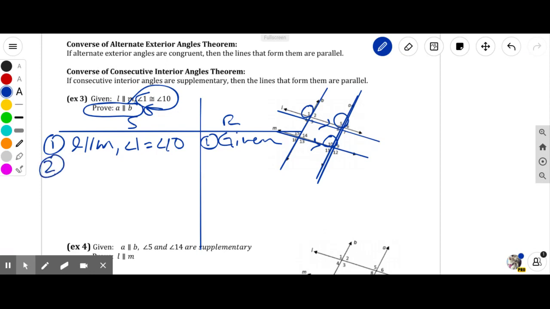So if all of that was kind of confusing, just watch, you'll see. So I'm going to say angle 5 is congruent to angle 10. And that's because of the corresponding angles postulate.